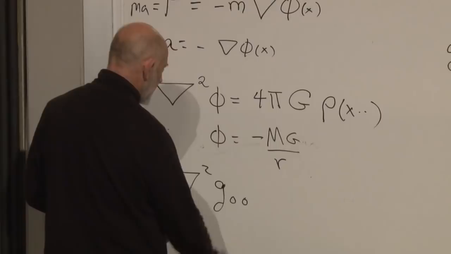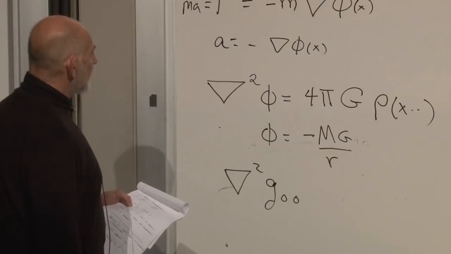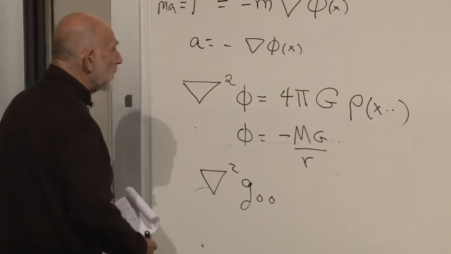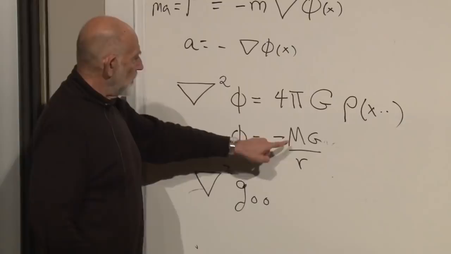Is it minus or plus? I have written down plus, but I think I mean minus because of this sign here. Del squared of g naught naught. g naught naught is just 1 plus 2 phi. It's equal to 1 plus 2 phi.